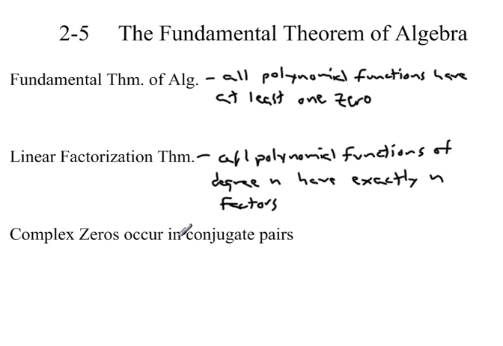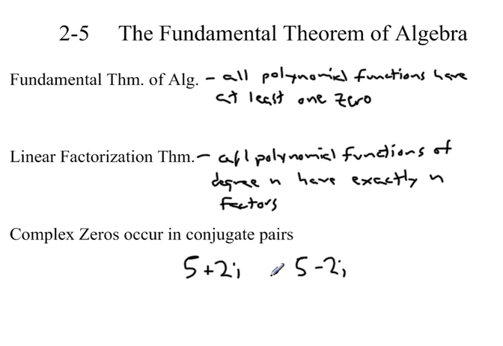Okay, last idea. Complex zeros occur in conjugate pairs. So if you end up with a complex zero such as 5 plus 2i, you will always have a zero that is its conjugate, 5 minus 2i. So you'll always have pairs of complex zeros.